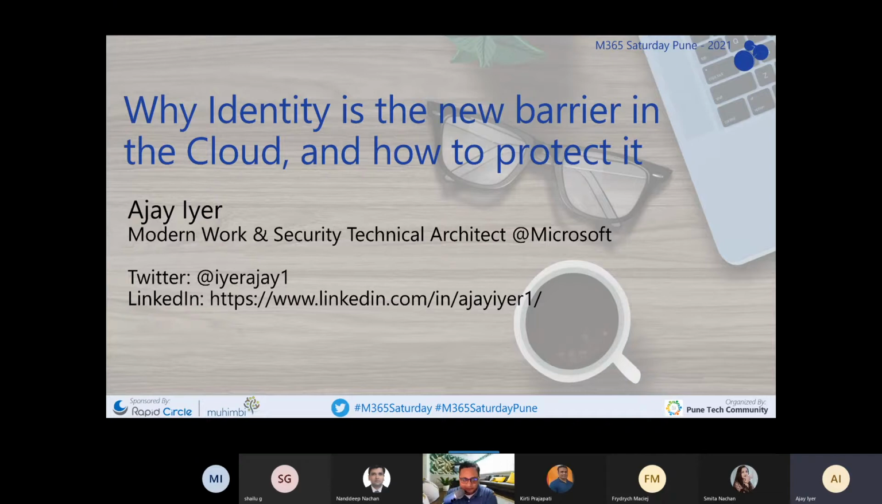As you can see from the session title itself, identity is the new barrier in the cloud, right? What I mean by that is that in the past, we'll typically have the firewall be the barrier. If you're past the firewall, you now have access to data and users, right? But in the cloud world, it's the identity of the user that is the barrier, right? So that's the focus of our session today.